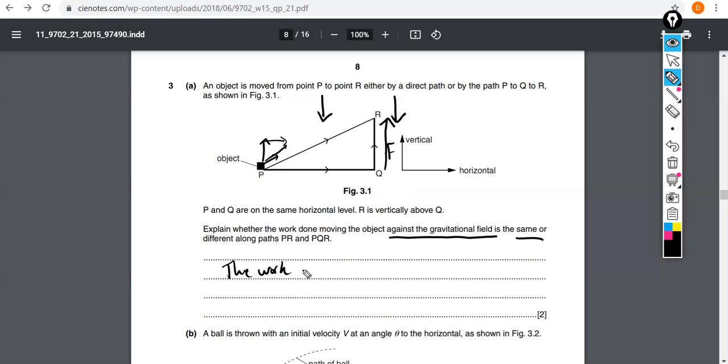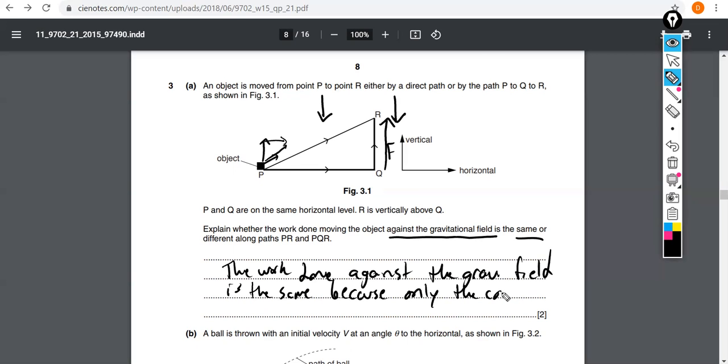The work done against the gravitational field is the same because only the component of force acting in the direction of displacement contributes to work. So some kind of an explanation like that.